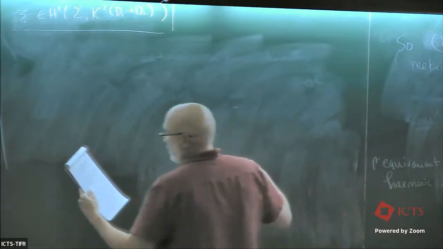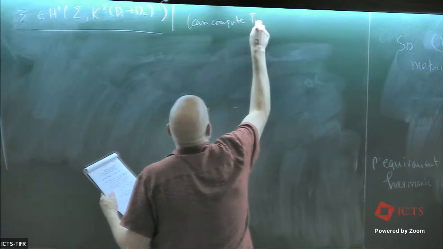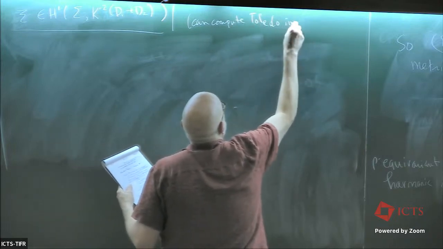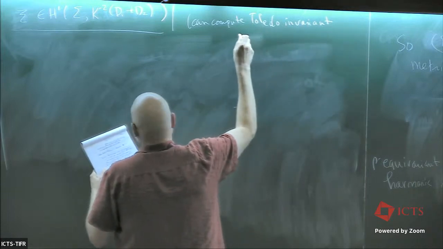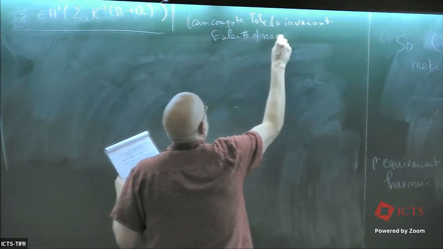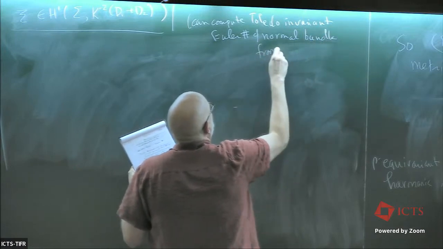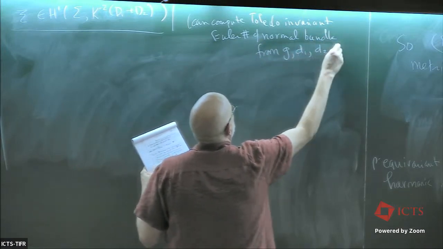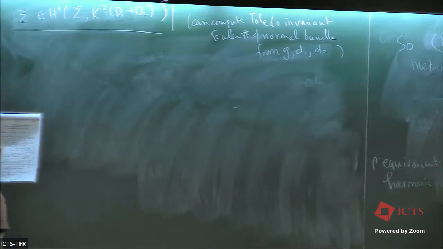I don't think I'm going to have time to explain what these are, but we can compute various invariants, the Toledo invariant, and the Euler number of the normal bundle, from the genus and D1 and D2. These are various topological invariants.